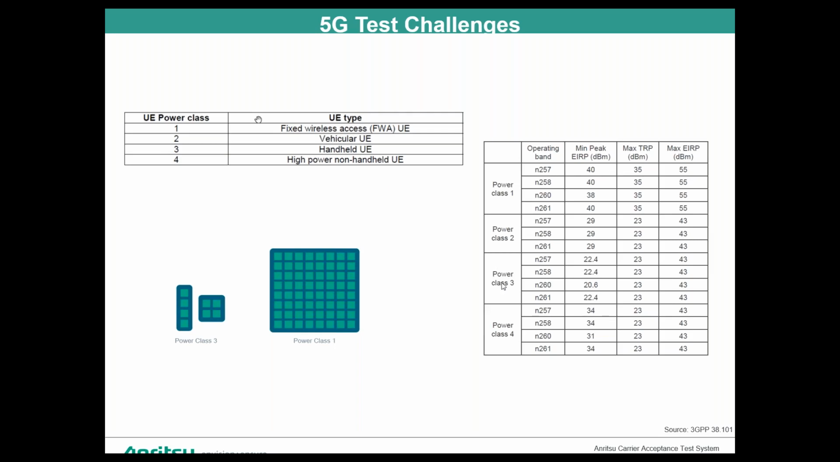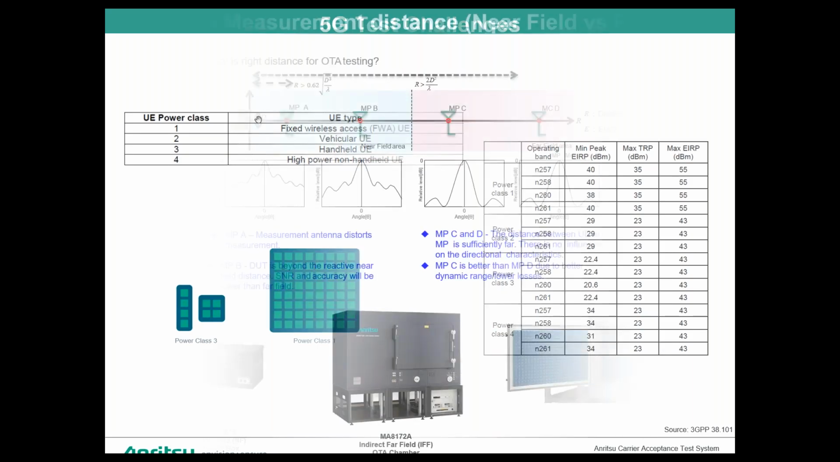So again, it's important that the test equipment is able to handle this high power and have that dynamic range, and also make sure that the high transmissions do not adversely impact any of the components. We don't want to have separate hardware for testing power class 1 devices versus power class 3 devices. So those are some additional challenges.